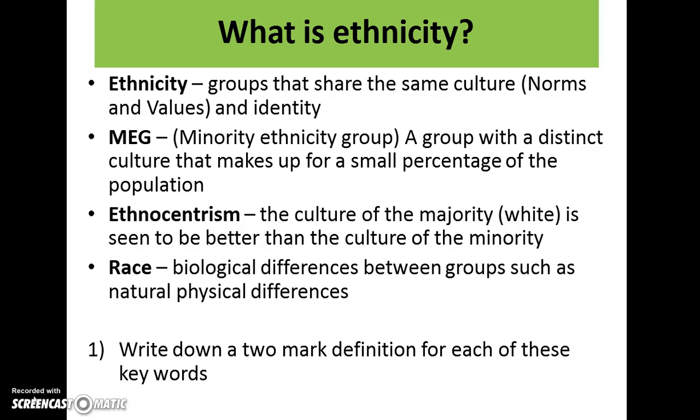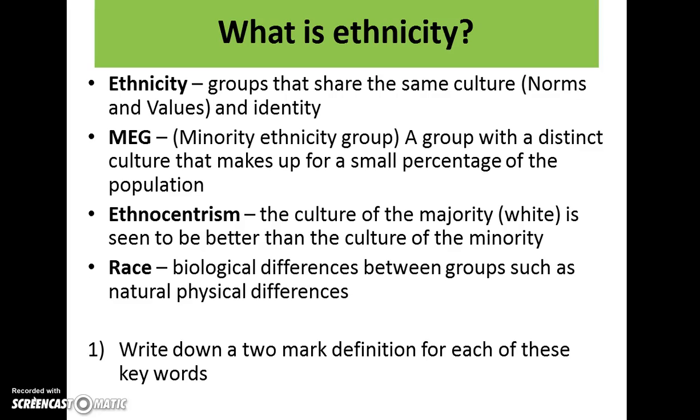First of all, you need to think about what ethnicity is. It's a group of people that share the same culture, which is our norms and values, and that helps us to form our identity. We refer to ethnic minority groups as MEGs. They are a group with a distinct culture that makes up a small percentage of the population. So we're seeing a minority rather than the white majority.